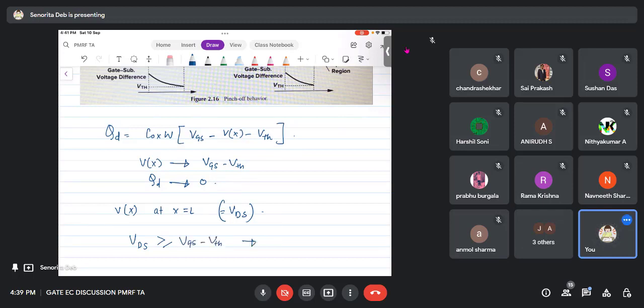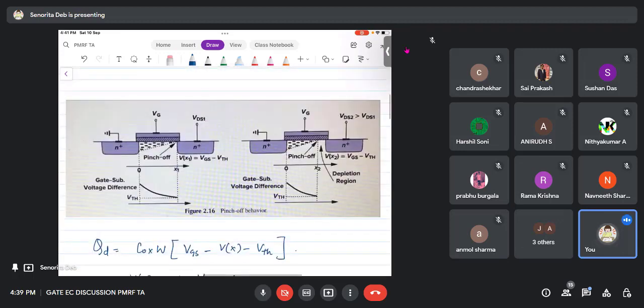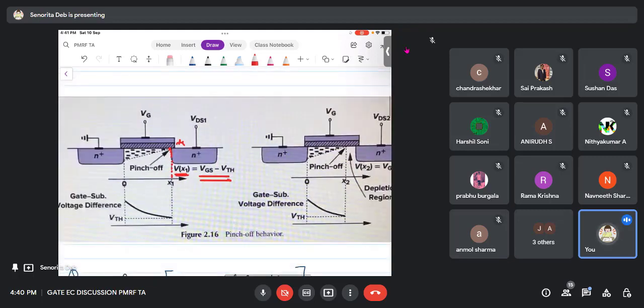right? So what happens is, here in this diagram you can see that they have taken one point x1. At this point, V of x1 is equal to VGS minus VTH. That means here the charge is actually 0, and therefore the channel no longer extends beyond x1. The channel length is now till here. The channel is not present here. So the L has now reduced to x1, because at x1 it is 0. So channel length is what? It is varying. So how is it varying?